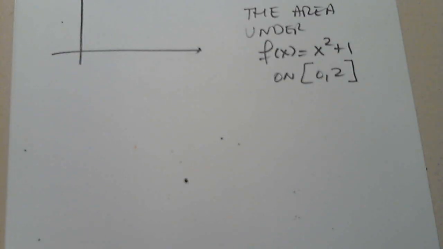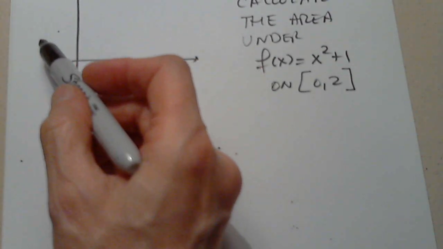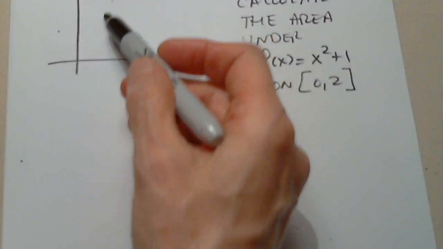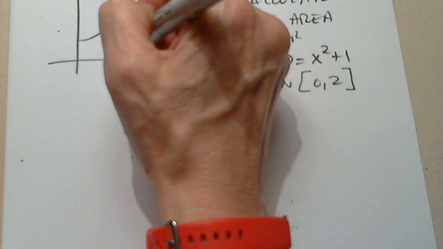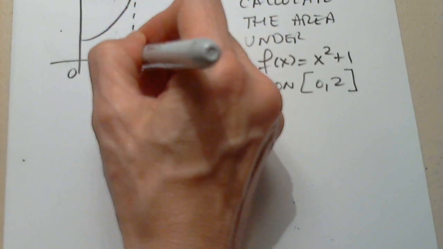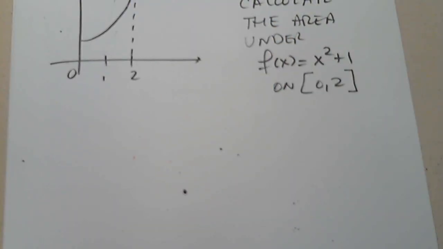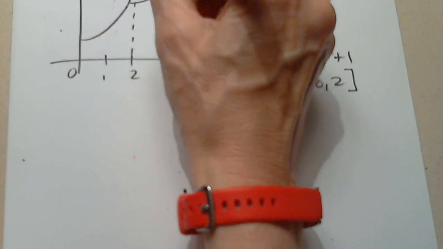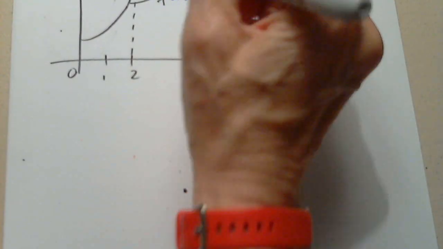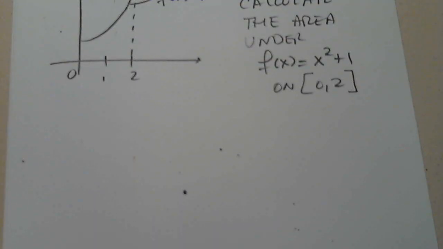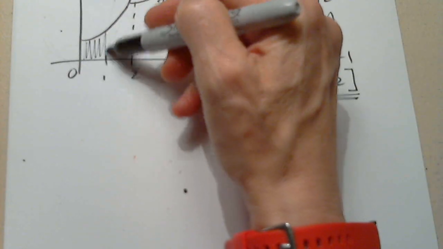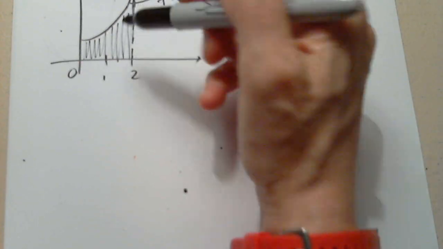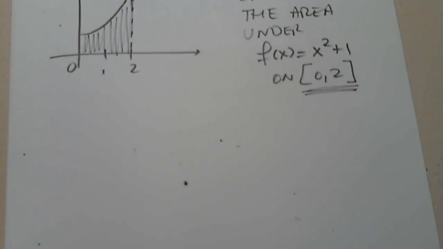And we graph the function, very simple. If you remember, this is x squared, but we have to move it up 1. So the graph is something like this. And this is 0, this is 1, and this is 2. So this is our function f of x, x squared plus 1, on the given interval 0, 2. So this is the area that we're asked to determine.